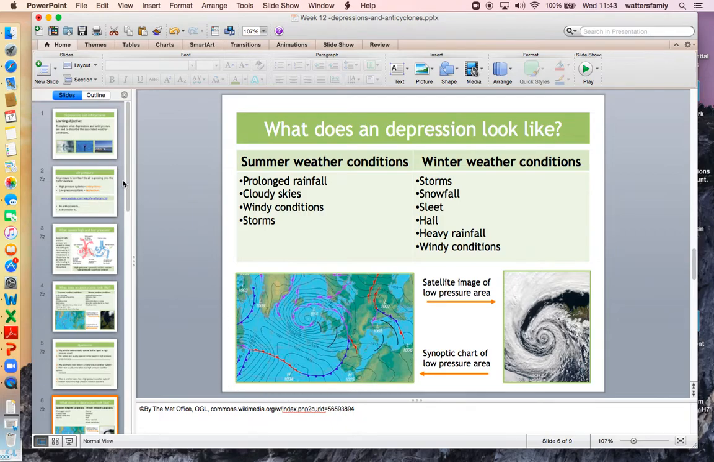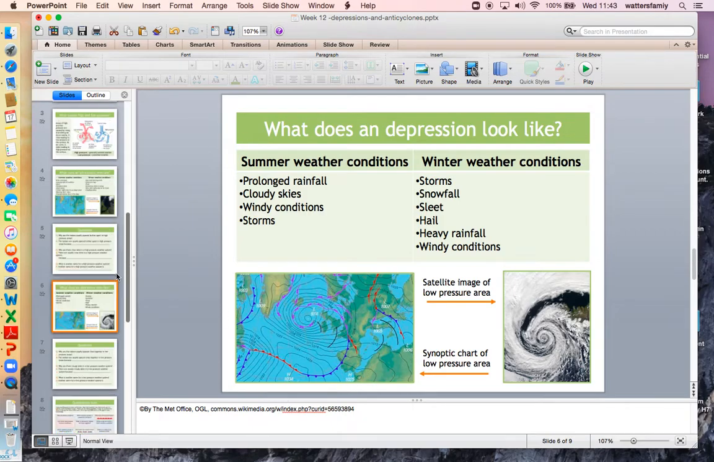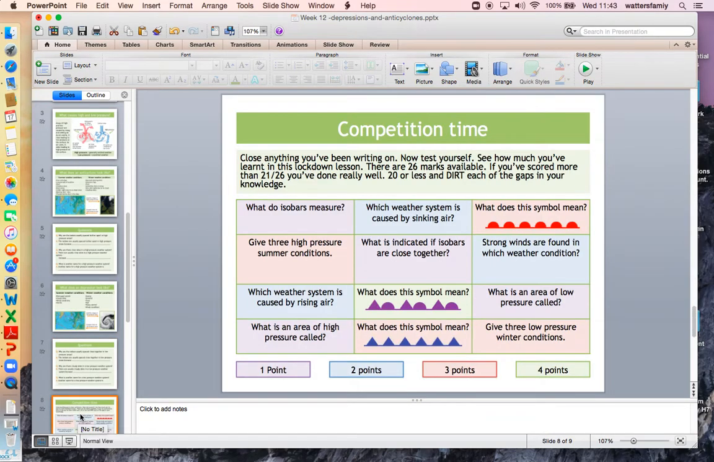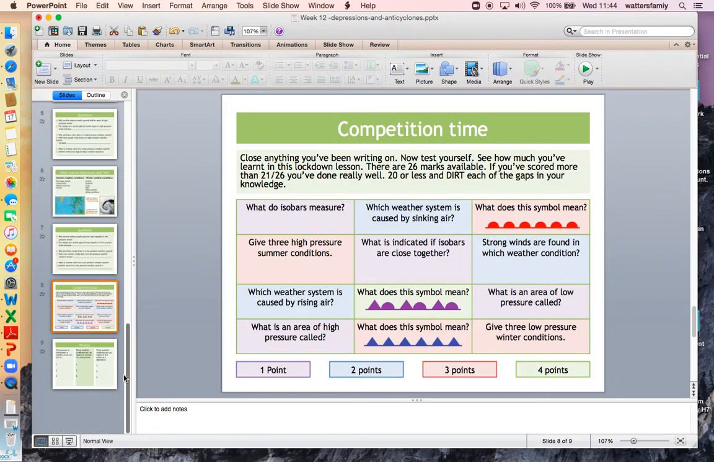Now again, moving further down the actual PowerPoint presentation, I've got some questions for you on low pressure systems. So do those, and then what I want you to do is have a little go at this competition. You'll notice that there are different colours at different points, and what you've got to do is answer those and then check the meanings yourself. Okay. Now, a score out of 26 means if you've got a score of around 20, 21, you've done very well. Okay, you remembered most of the things that have come up in this lesson.